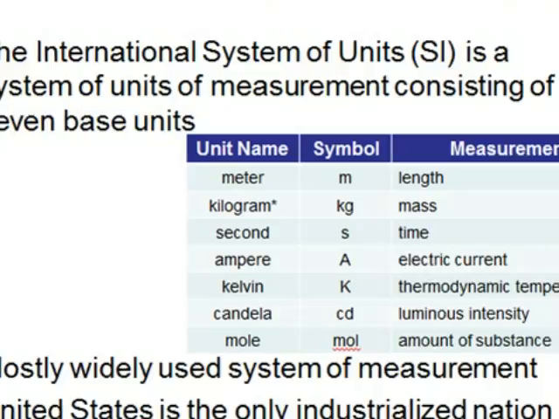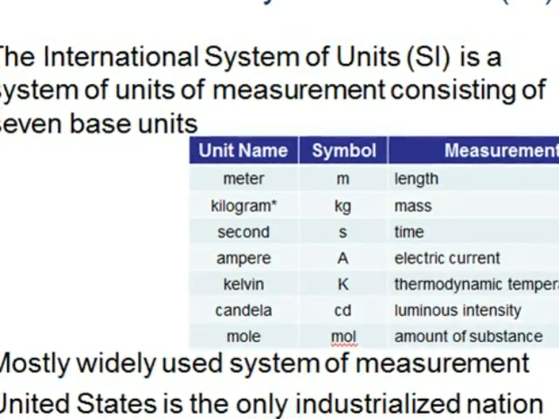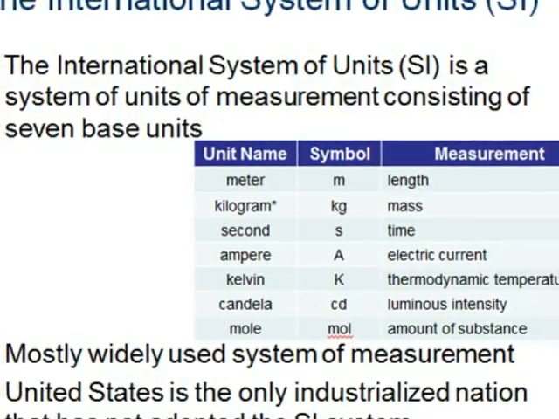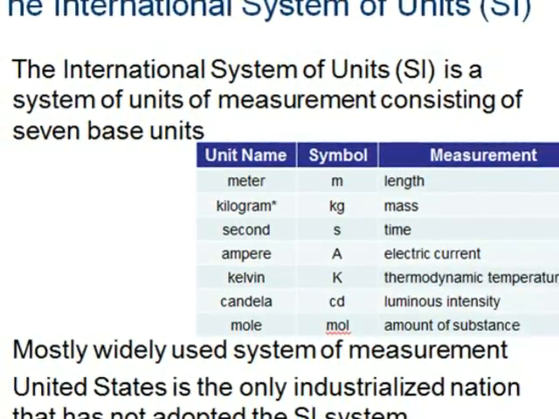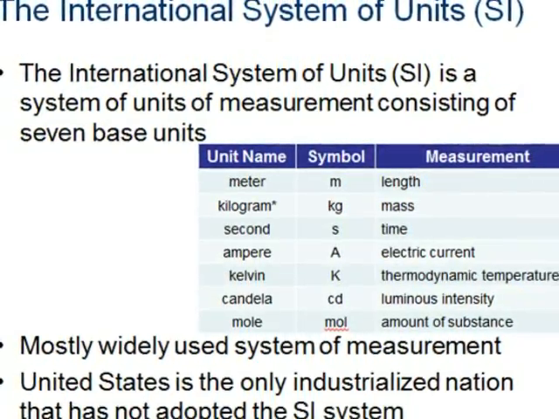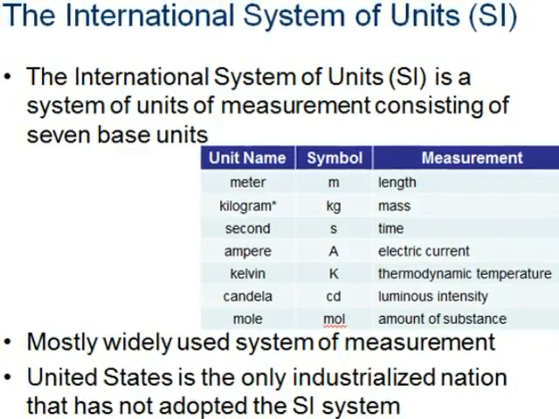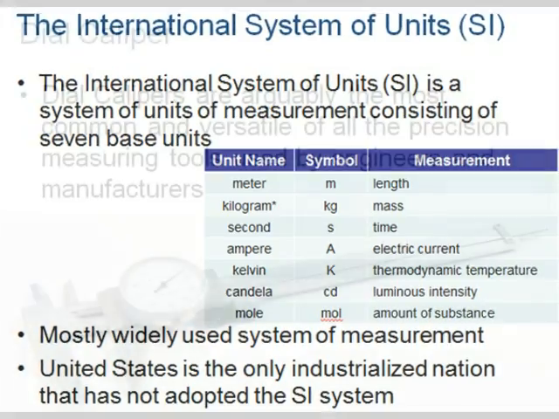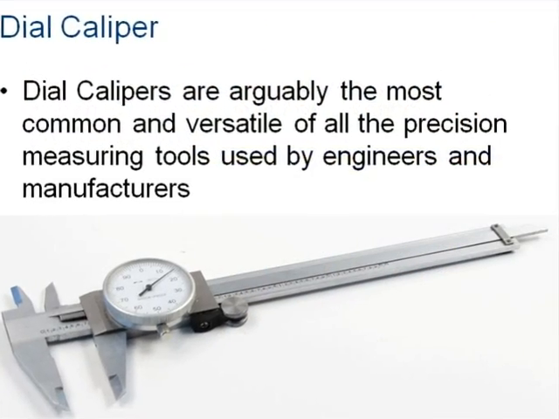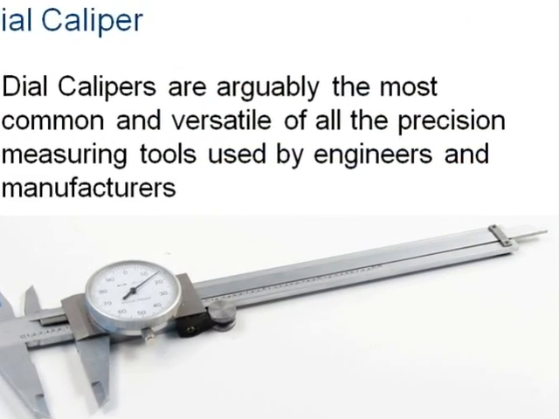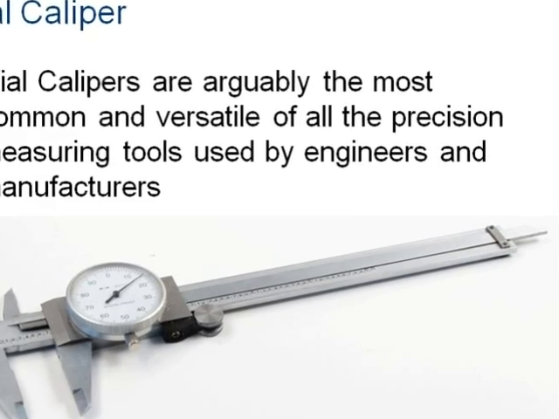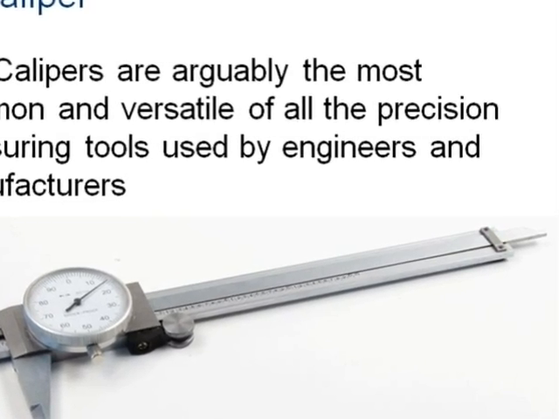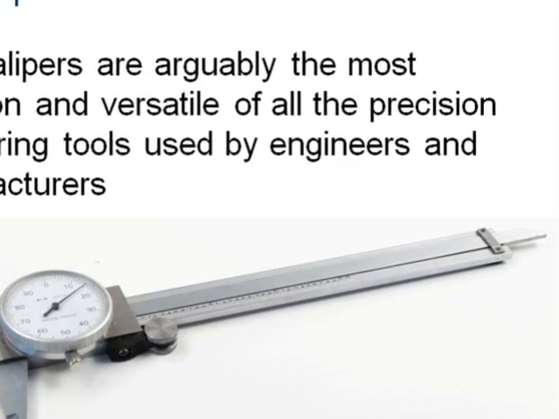This is the International System of Units. This is a system of units of measurement consisting of a 7 base units. This is the most widely used system of measurement. The United States is the only industrialized nation that has not adopted the SI system. This is a dial caliper. Dial calipers are arguably the most common and versatile of the precision measuring tools used by engineers and manufacturers.